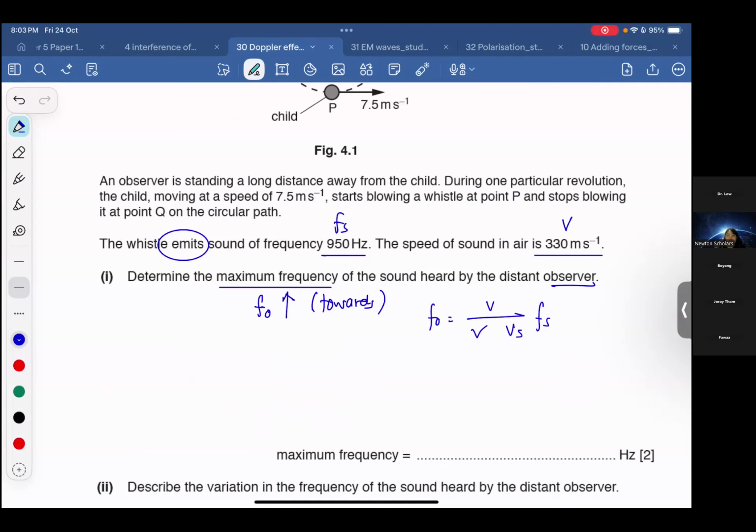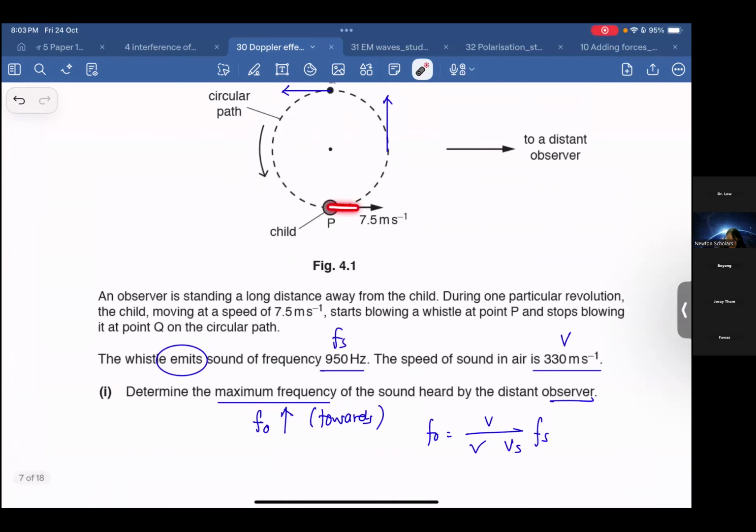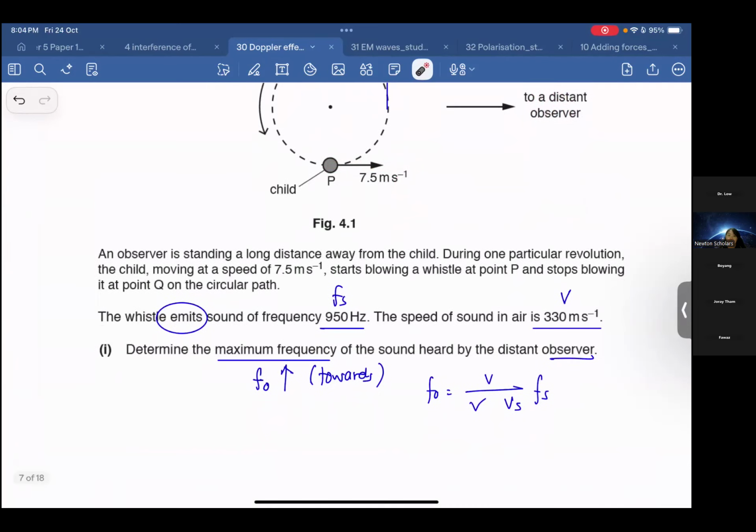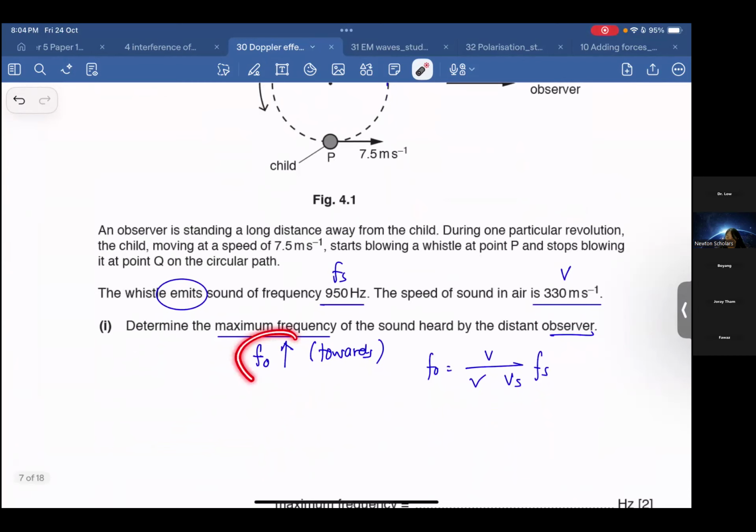How do I know the frequency is higher? Because here they say maximum frequency. Okay, maximum frequency. And then some more, at here it is towards. The observer is standing here. It's towards, so at here the maximum frequency can be observed by the observer due to this towards. So this FO must get a higher value than your FS.